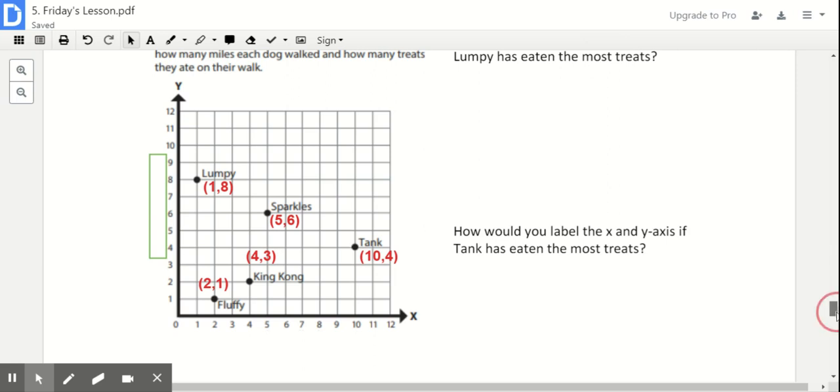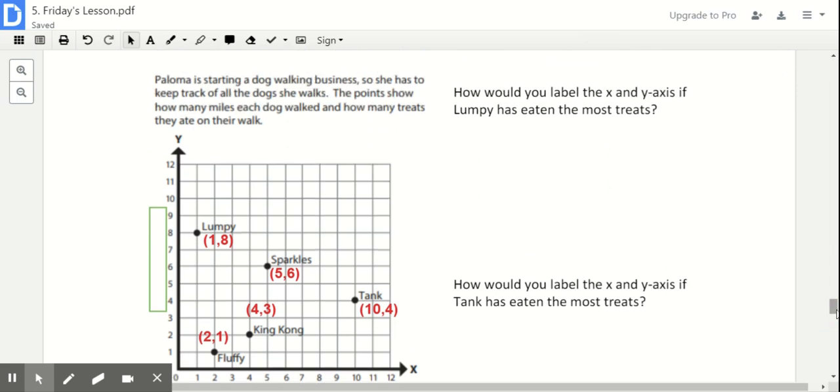Okay? Because each number could technically be interchangeable. Like I don't know how many miles each dog walked and how many treats they ate because each one is kind of like a different pair. It's nothing in order. Now, let's look at the problems that they gave us. How would you label the X and Y axis if Lumpy has eaten the most treats?